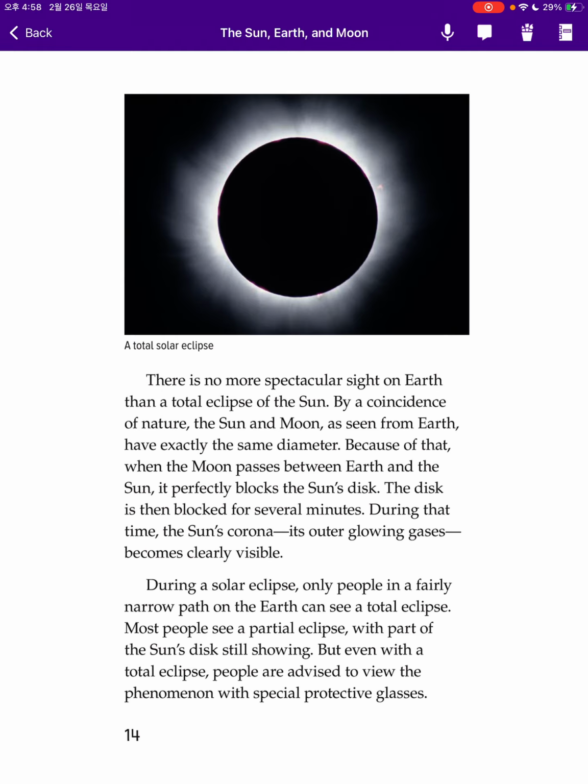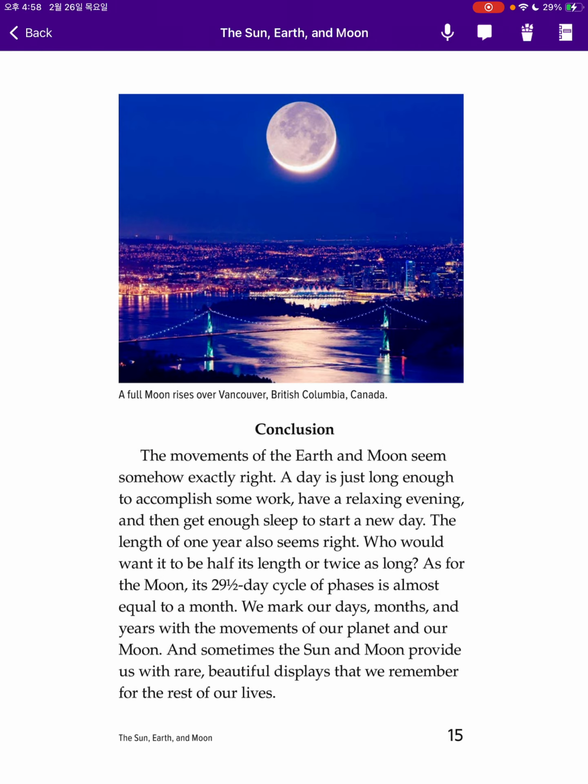During a solar eclipse, only people in a fairly narrow path on the Earth can see a total eclipse. Most people see a partial eclipse with parts of the sun's disk still showing. But even with a total eclipse, people are advised to view the phenomenon with special protective glasses.